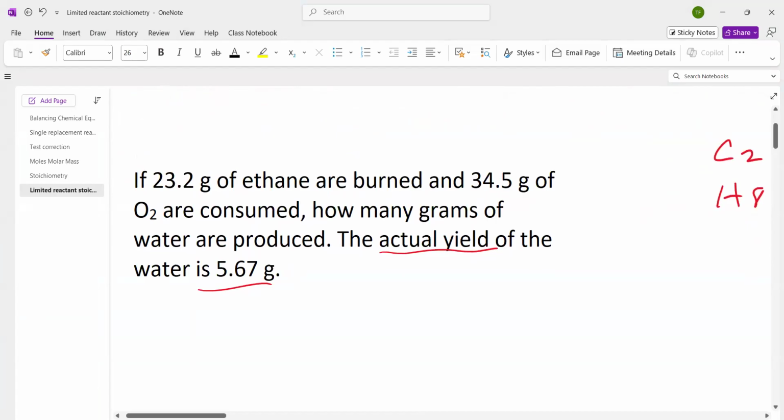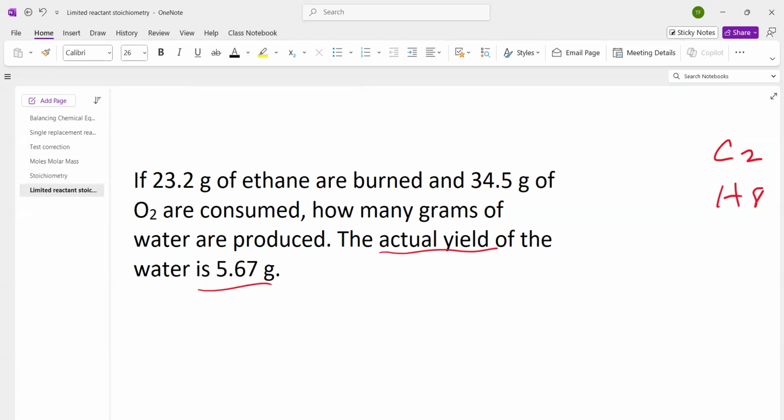23.2 grams of ethane. And I will always give you the formula in this class. In your next class, they're going to just say a chemical, and you're going to have to come up with a formula for it. Ethane is C2H6. Ethane is burned and 34.5 grams of oxygen are consumed. Two givens. How many grams of water are produced?